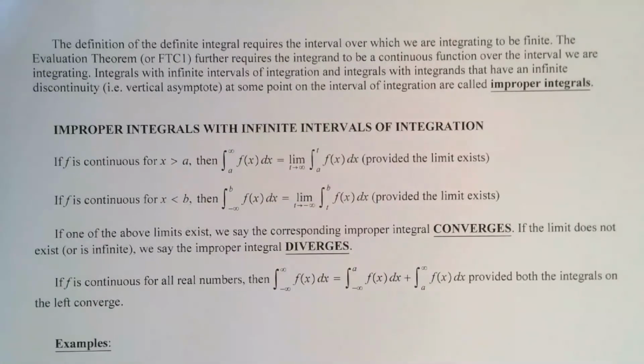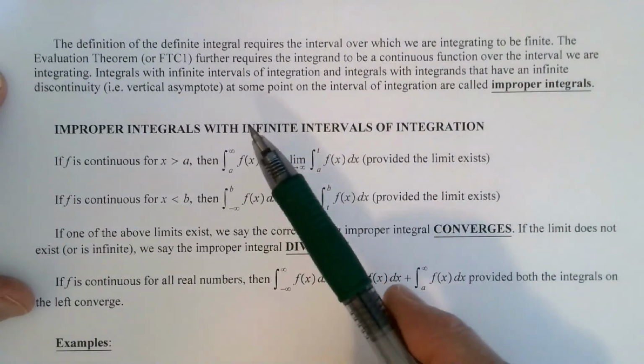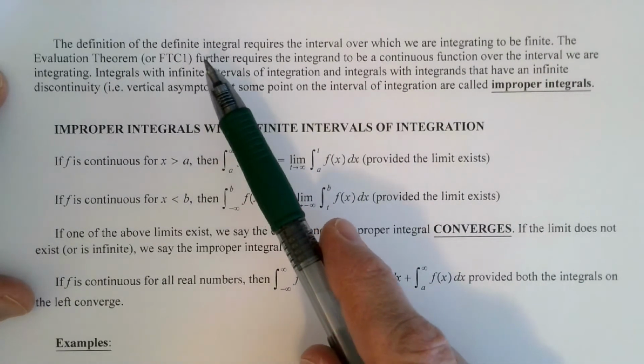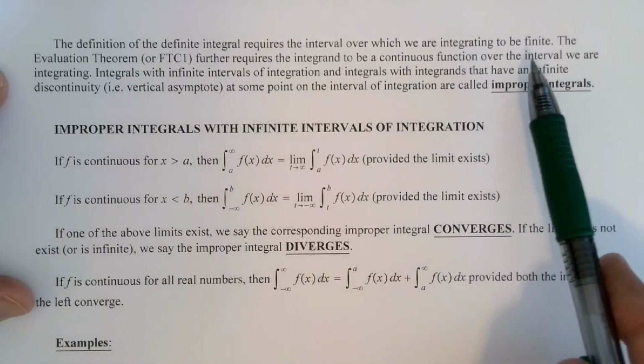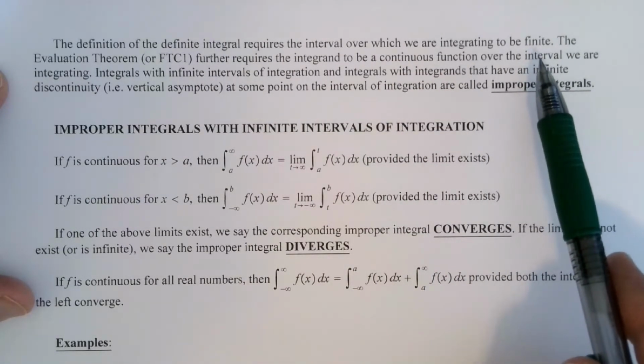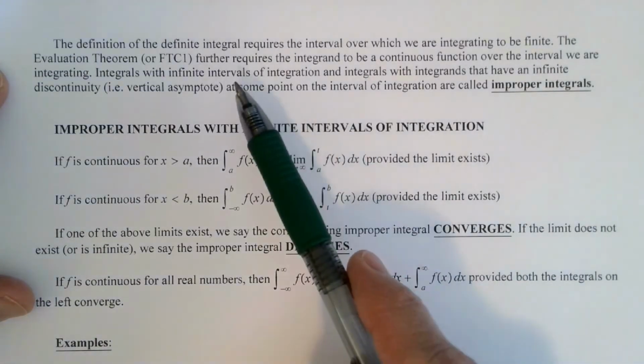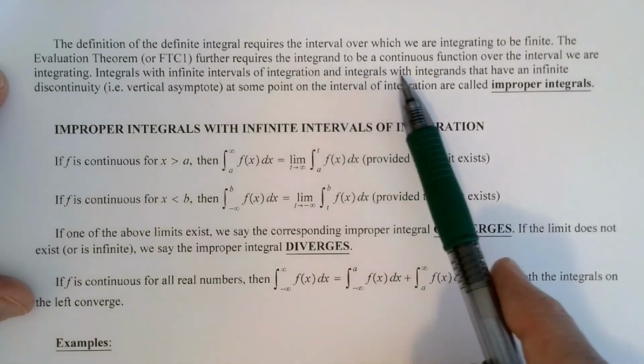And there are two types. They're called improper because they basically don't fit the proper, if you will, definition for applying the fundamental theorem of calculus part 1, the evaluation theorem. First of all, the integral requires the interval to be a finite interval. From a to b, the lower limit is a, the upper limit is b. Those are finite quantities.